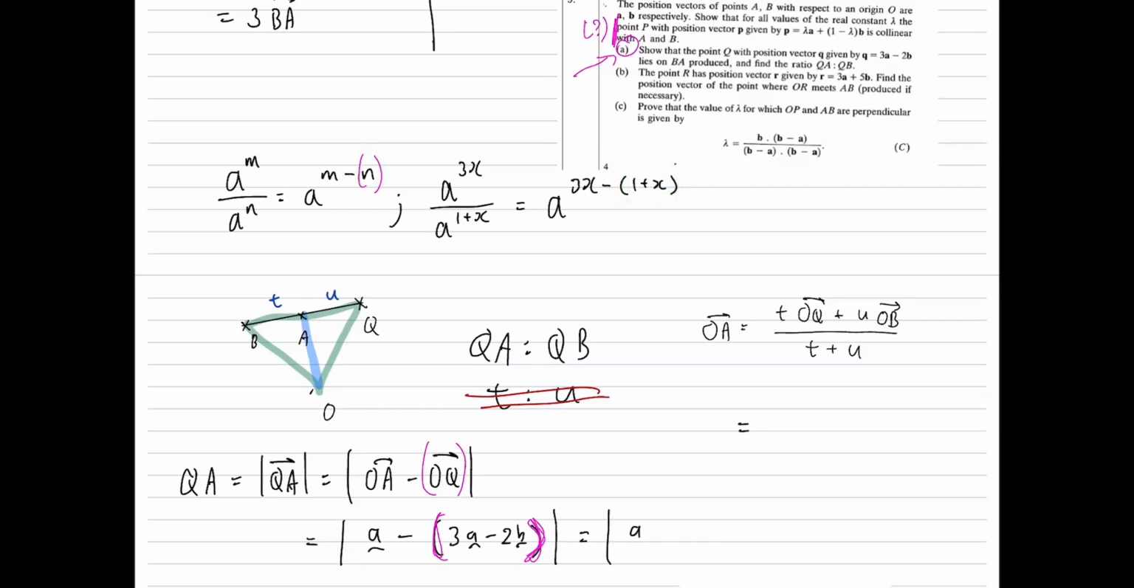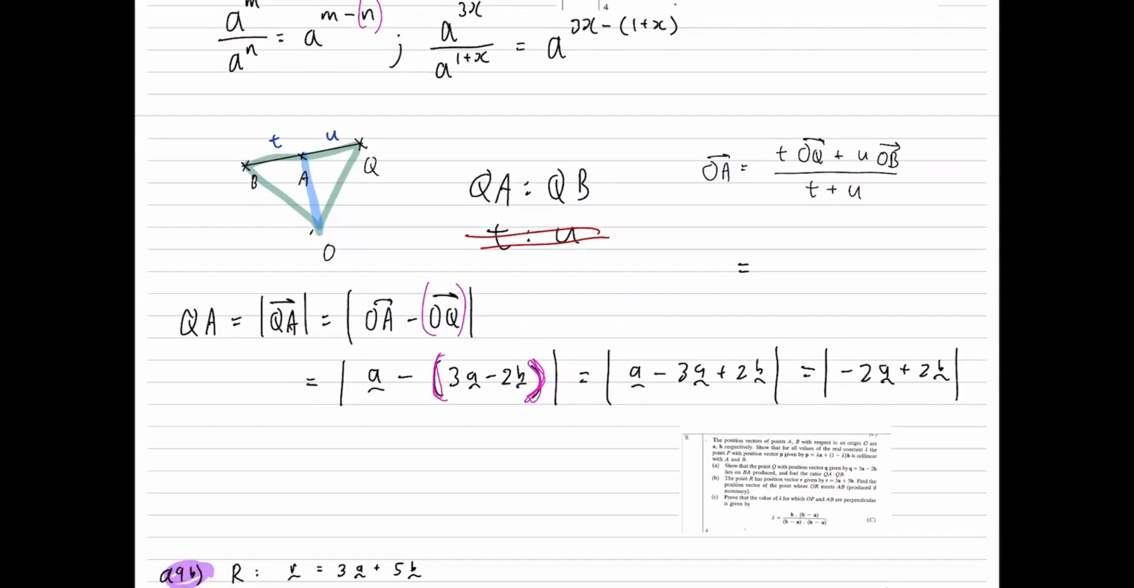So modulus of what? A minus 3A plus 2B. Simplifying, we get minus 2A plus 2B, right? But wait a minute, we can simplify this a bit more. Notice there's a factor of 2, right? So we're gonna factor out the 2. So we are left with 2 multiplied by modulus of, can you tell me what is it? Modulus? I take out a 2. Oh, it's negative A plus B. Yes, okay, good. So that is your QA.